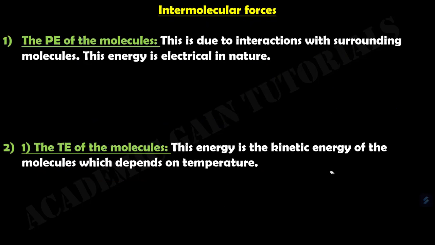Now, coming to the second part, intermolecular forces. There are two types of energies. One is the potential energy of the molecules, and the other is the thermal energy of the molecules. What is potential energy of the molecules? It is due to interaction with surrounding molecules. Suppose there is a molecule and another molecule. The energy stored due to this interaction between surrounding molecules is known as potential energy.